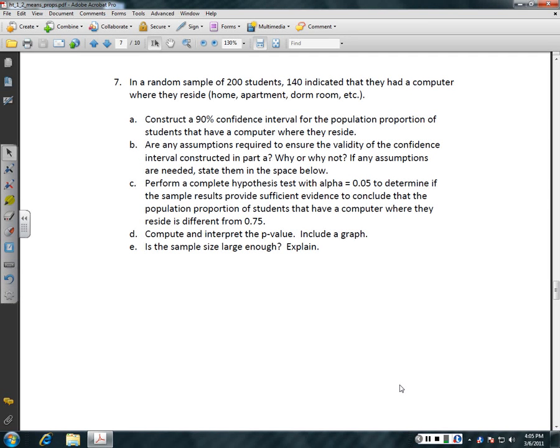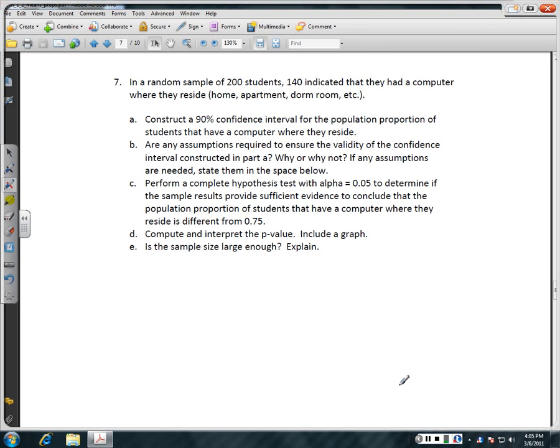Okay, so next one is the one proportion z-test. You can see in this problem 7 here that I have a random sample of 200, 140 of which said they had a computer where they reside. They either have it or they don't. So this is a qualitative variable. And so the proportion is just going to be x out of n, or 140 out of 200, or 0.7. In other words, 70% of them have a computer where they reside.